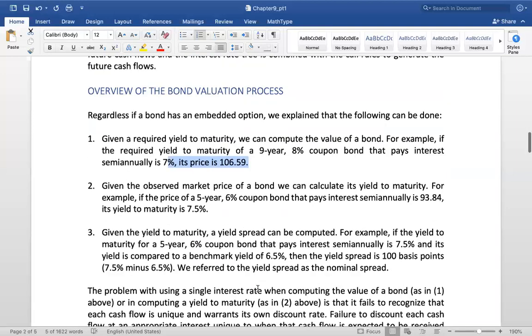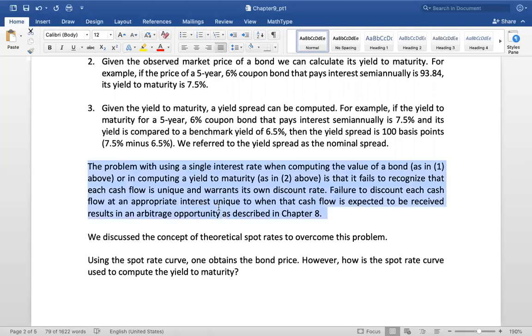But the problem with using a single interest rate, as we already discussed when computing the value of a bond, is that it fails to recognize that each cash flow is unique and warrants its own discount rate. Failure to discount each cash flow at an appropriate interest rate unique to when that cash flow is expected to be received results in an arbitrage opportunity. The same kind of arbitrage opportunity we discussed in our previous chapter.